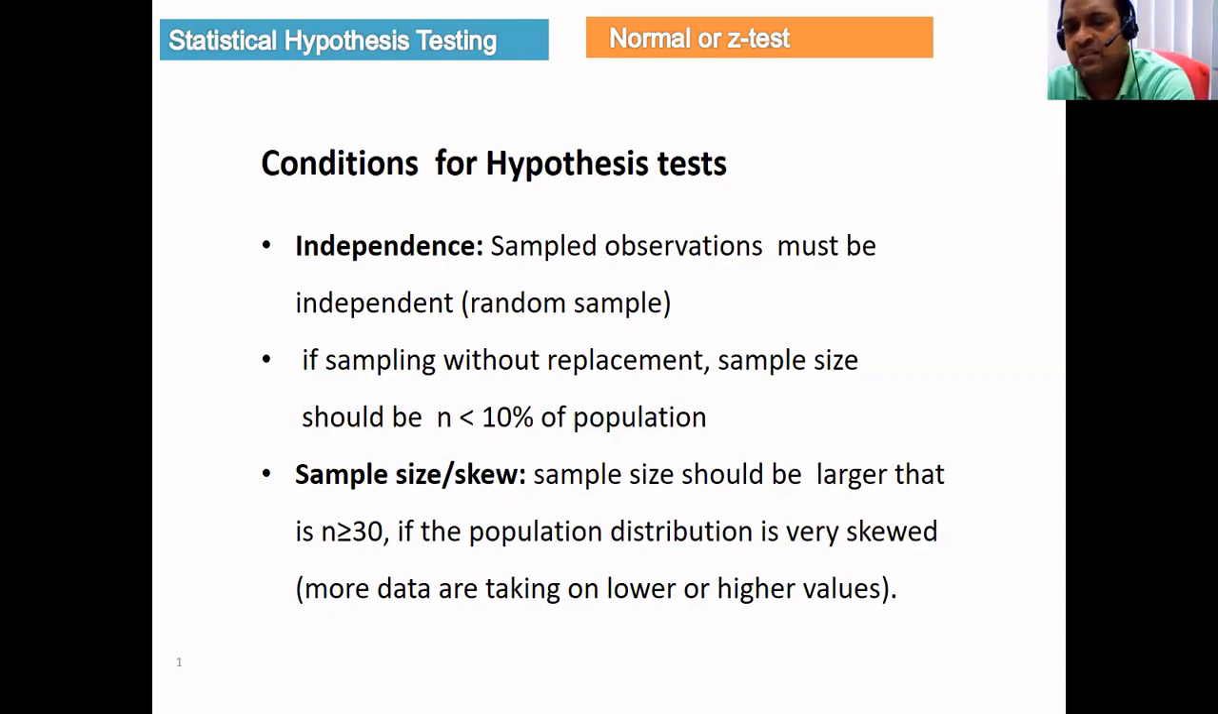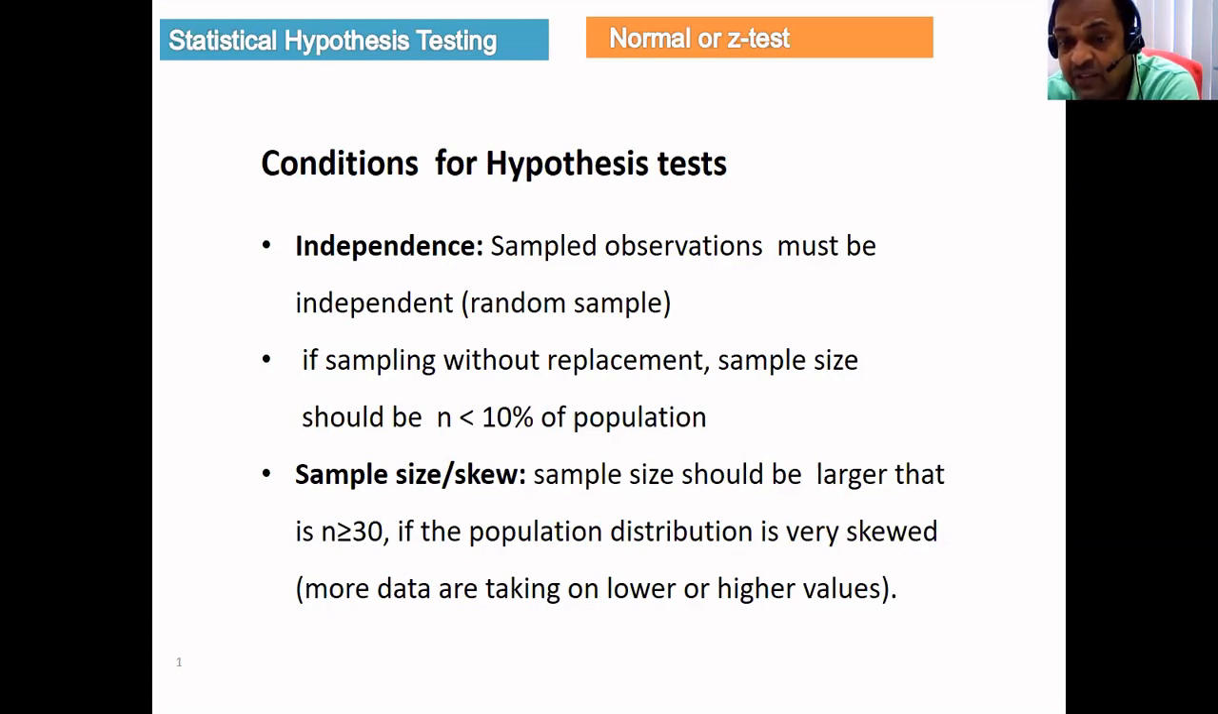Second one, we are taking the sample data. It may be with replacement or without replacement. With replacement means we take a sample observation and put it back into the population. Without replacement means you take the data and you do not put it back into the population. For with replacement, no problem. You can take any number of data from the population.